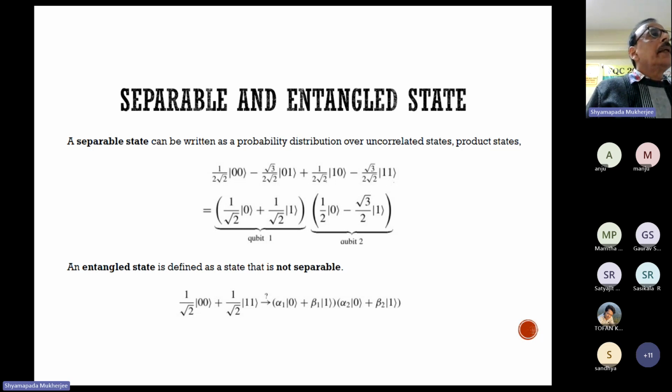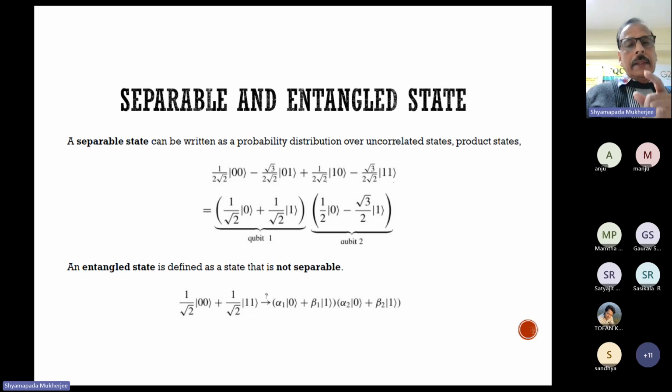Now this 2 qubit gate has two interesting things. The 2 qubit gate state can be a separable state or an entangled state. So what do you mean by separable and entangled states? Suppose I have a 2 qubit state, something like 1 by root 2 0 0, root 3 by 2 root 2 0 1 plus 1 by 2 root 2 1 0 minus root 3 by 2 root 2 1 1.